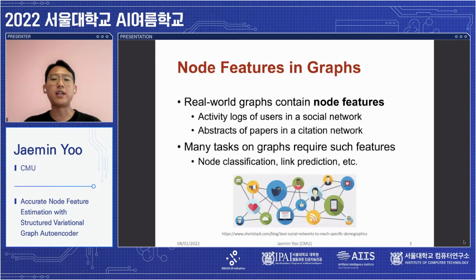Real-world graphs contain node features such as activity logs of users in a social network or abstracts of papers in a citation network. And many tasks on graphs require such node features to acquire high accuracy, such as node classification or link prediction, and so on. And many graph neural networks also require such node features to make meaningful propagation of information through the graph structure.